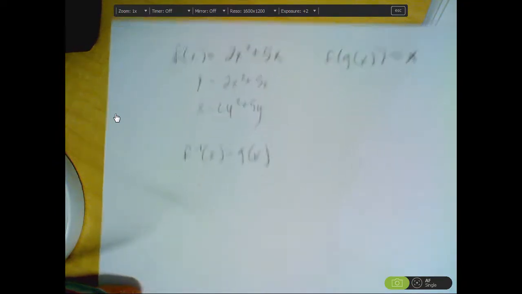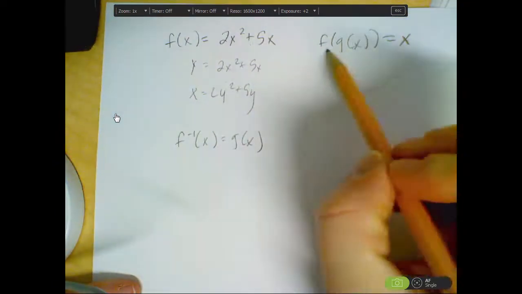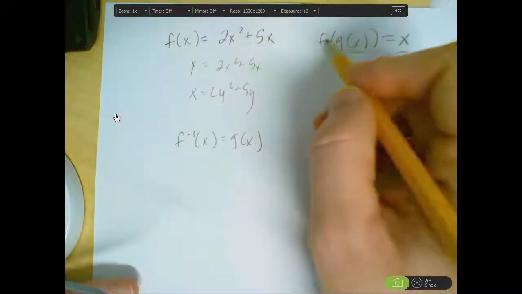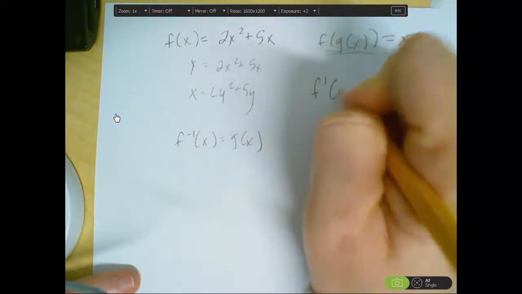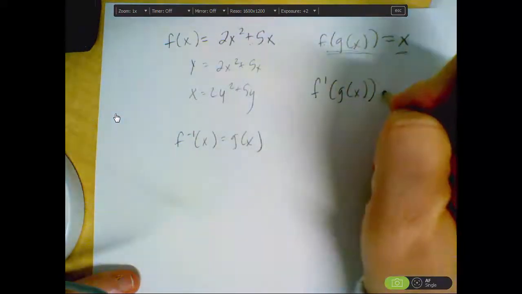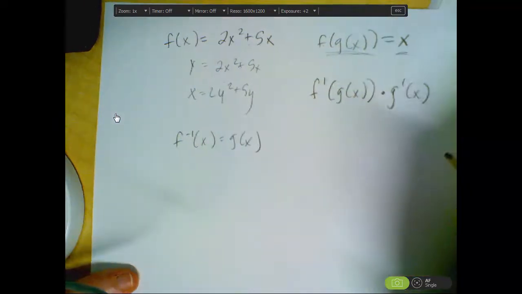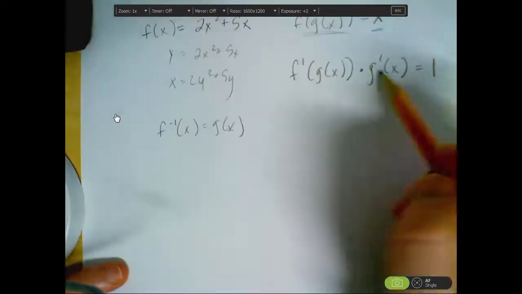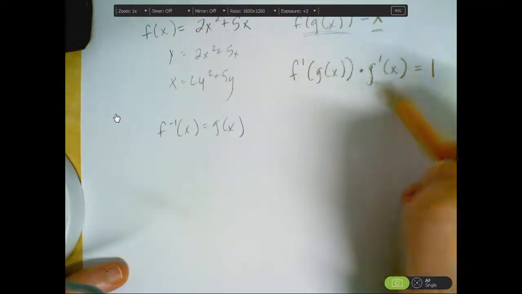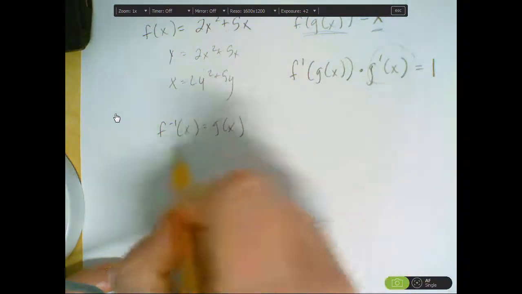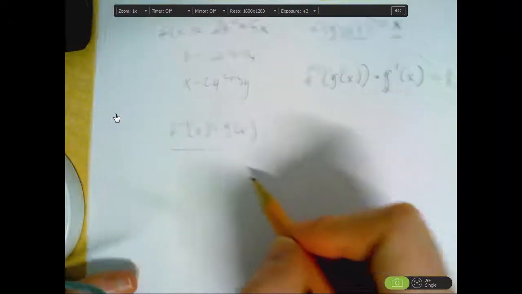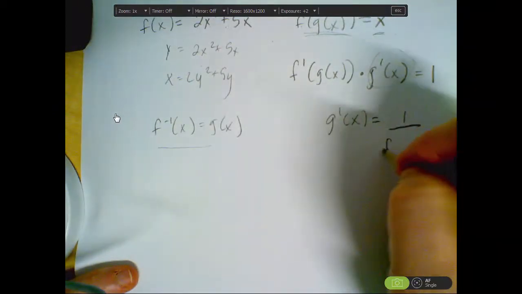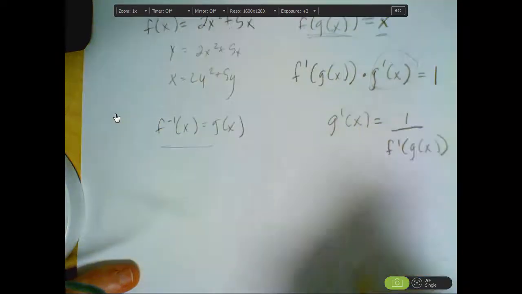So how do we take the derivative of an inverse function? Well, let's think about this right here. If we want to take the derivative of both sides, we would say, take the derivative of the outside, leave the inside alone, times the derivative of the inside. And that equals 1. That's just the chain rule. But we want to know what's the derivative of the inverse. Well, this is the derivative of the inverse, because remember we said that g was the inverse. So if we solve this equation for g prime of x, we get 1 over f prime g of x.